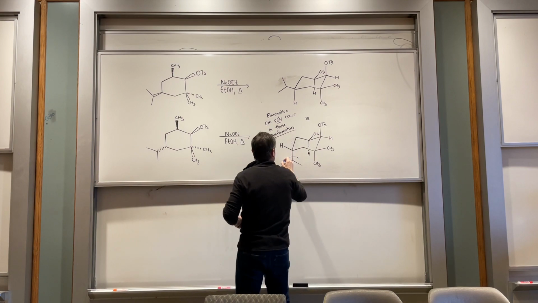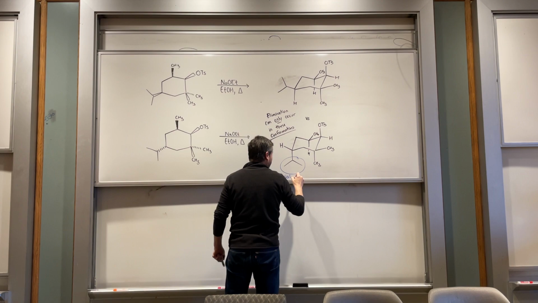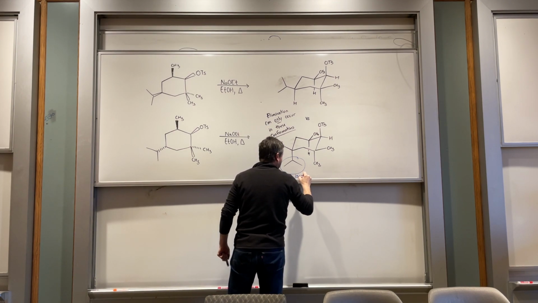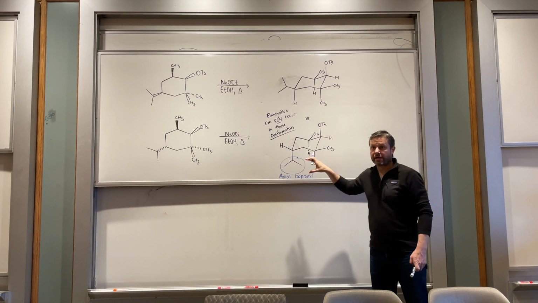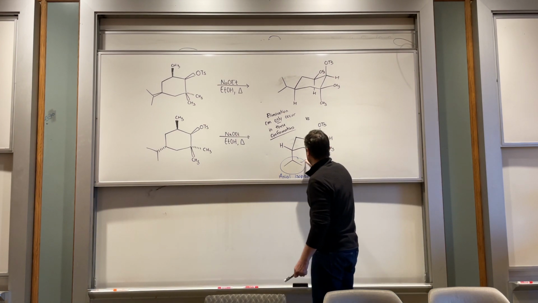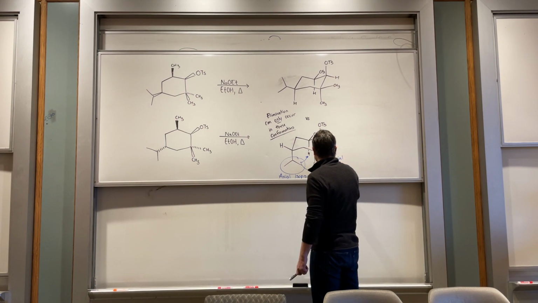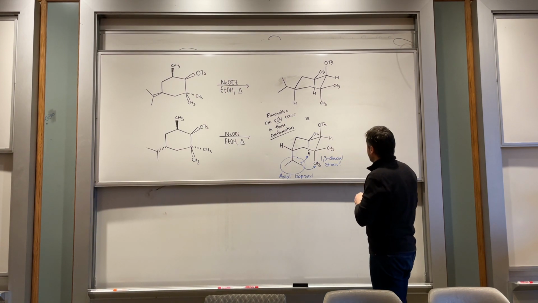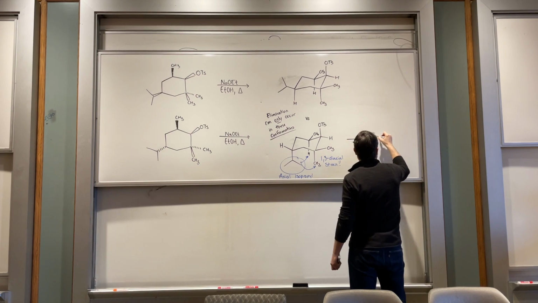Down here, the biggest group on that ring is the isopropyl group, and it is in the axial position. Right, so there's going to be a lot of 1,3 diaxial strain caused by that axial isopropyl group, right? It's going to be interacting with this hydrogen and also the other methyl group. So as a result, this chair most of the time is going to prefer to be in the flipped conformation.